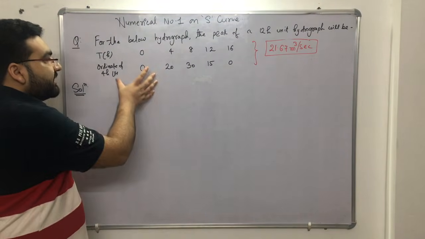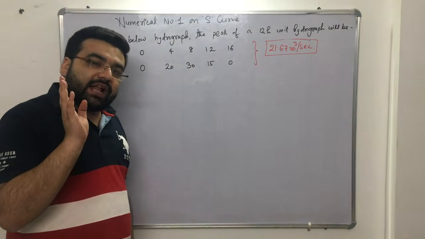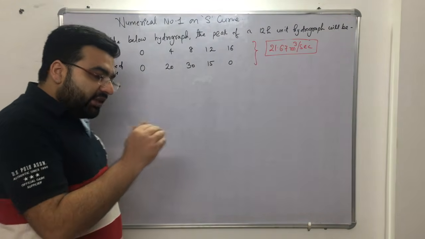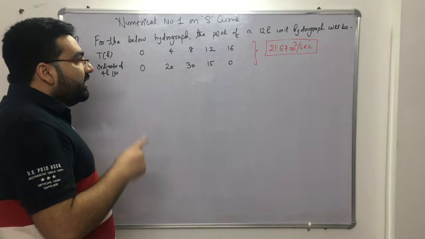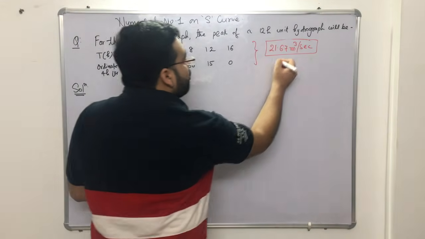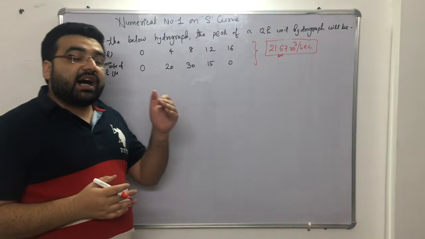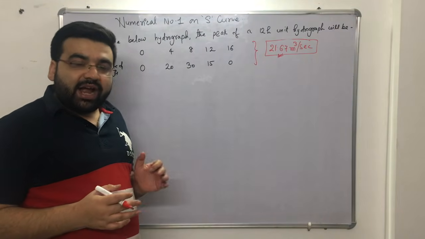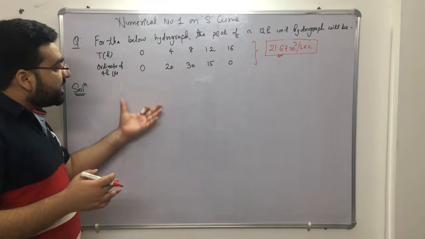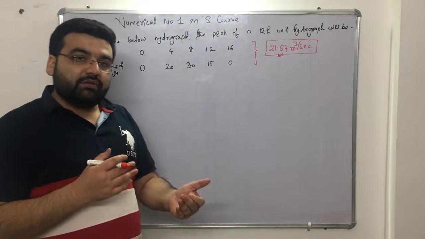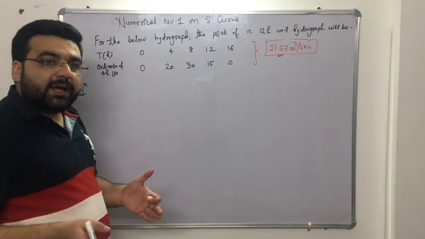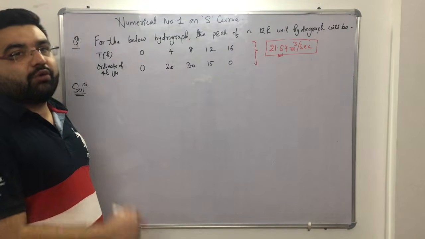If you remember, this is the same question that we solved for the method of superposition also. In that case, the answer was coming out to be 21.67. So now let us see whether we get the same answer from the S curve or not. And in this method, I will also be explaining the 4 steps we have just told you, how to use the 4 steps.